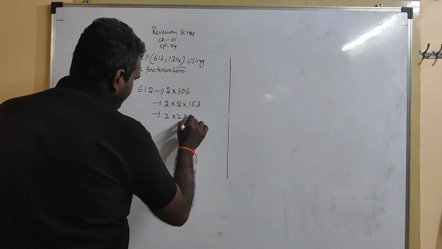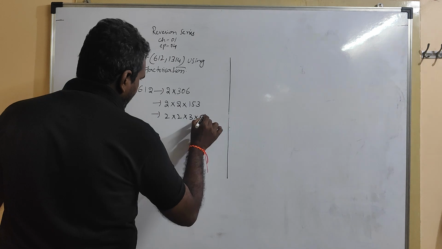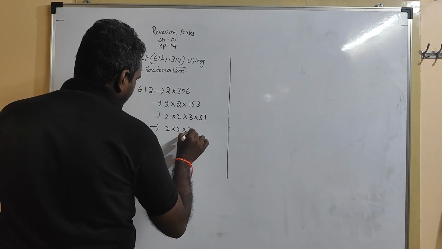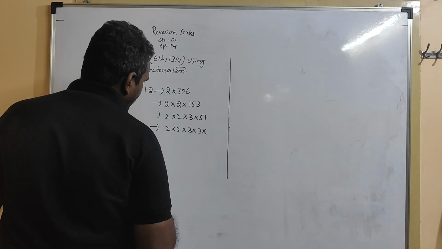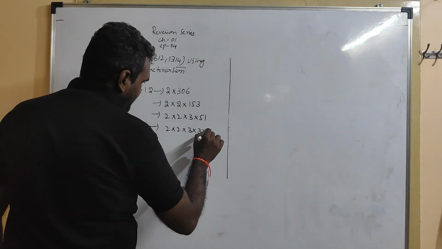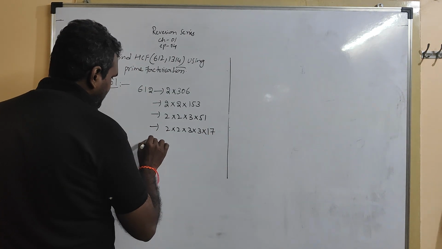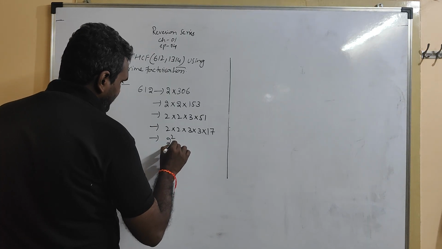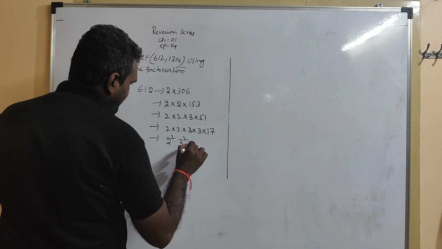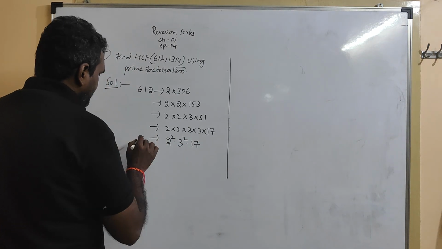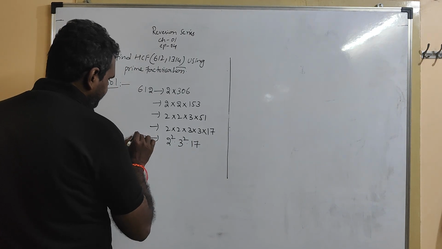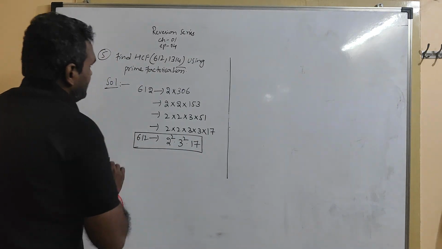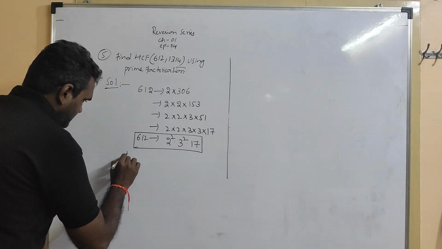So 3 into how much you will be getting? 51. Again sum of the digits is divisible by 3. So 3 into how many times? 17. 17 is a prime number, so you can leave it here. So 612 can be written as 2 square into 3 square into 17. This is regarding 612. Clear? Next, 1314 is there.